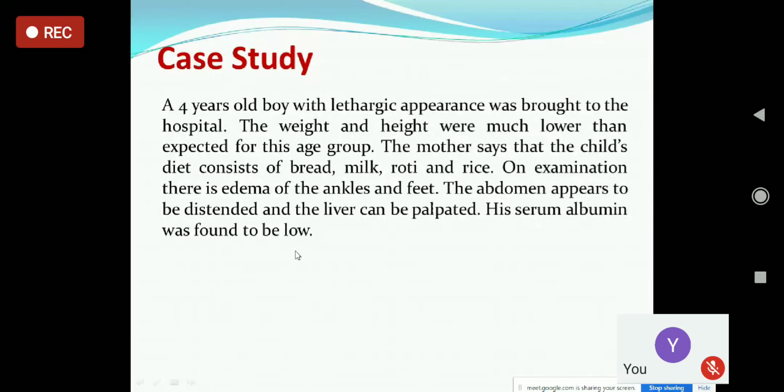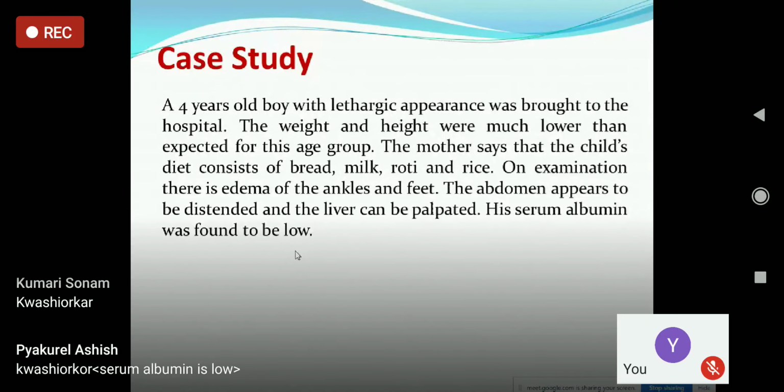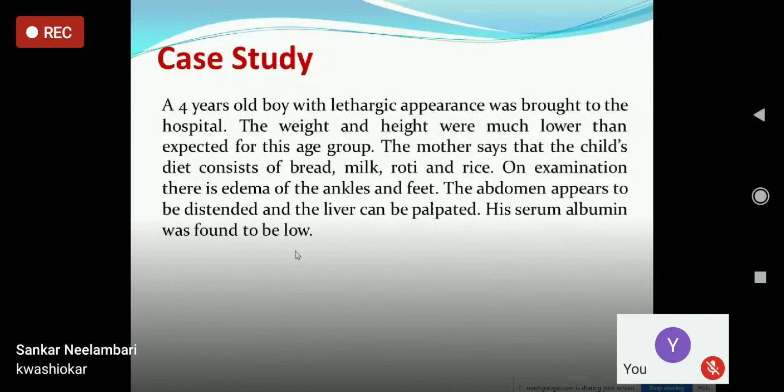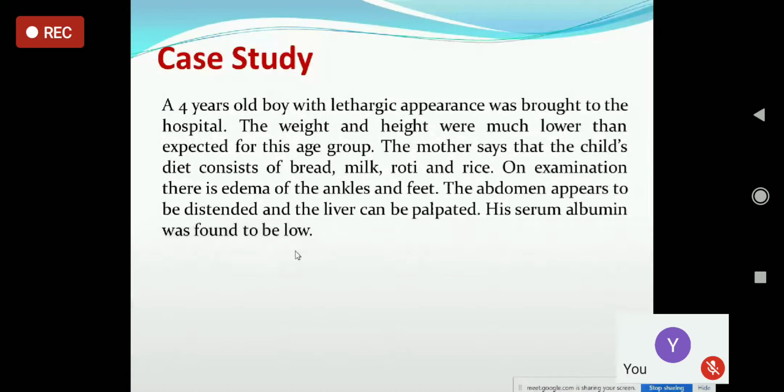So, what is this? Kwashiorkor. Another type of protein energy malnutrition. This is the case of kwashiorkor. So, I hope all of you are able to distinguish between the two protein energy malnutritions if it is given in your spotters, which it most probably will be given.